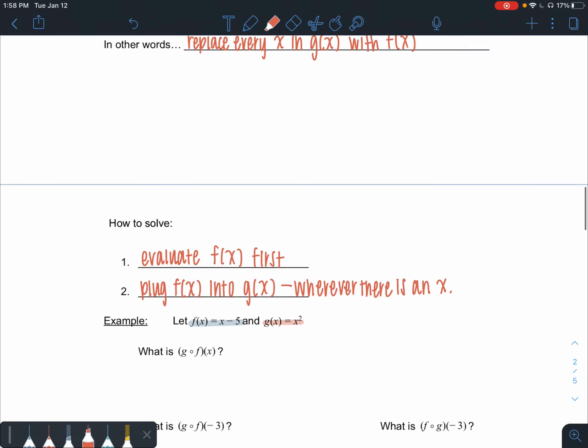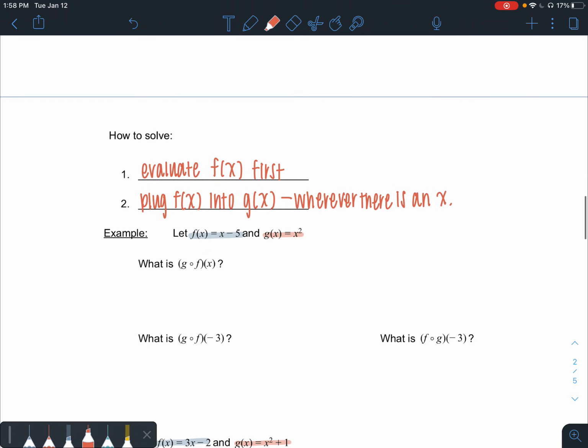So here's how we solve these problems. We want to evaluate f of x first, when possible. And then plug whatever value we get for that into g of x, if there is an x.